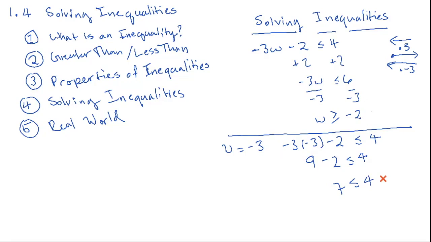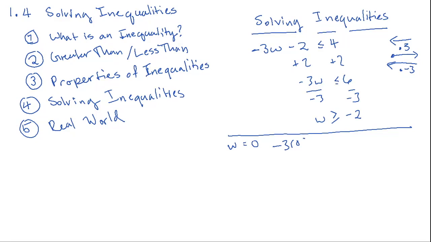All right, so let's check this one out real quick. Now that we've got things in the right direction, let's see if it works. If W is greater than or equal to negative 2, then W could potentially be 0, right? Because 0 is bigger than negative 2. So I'm going to plug back into my original equation to see if it works out. Negative 3 times 0 minus 2 less than or equal to 4. This, of course, now is 0 minus 2 less than or equal to 4. Negative 2 is indeed less than or equal to 4. It checks out.